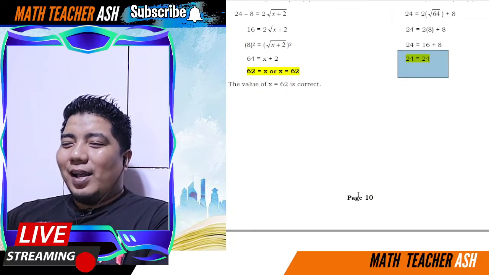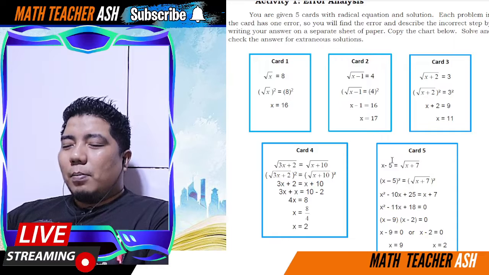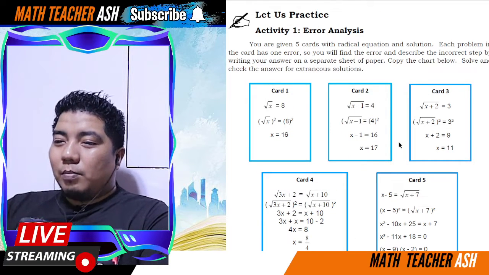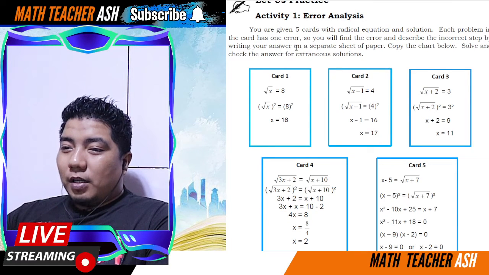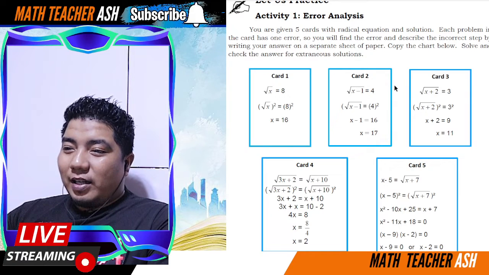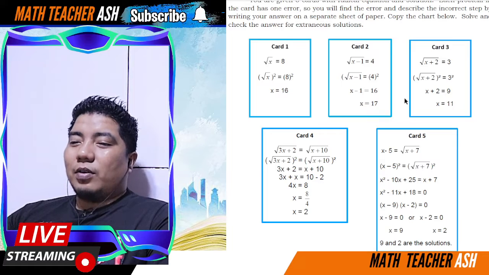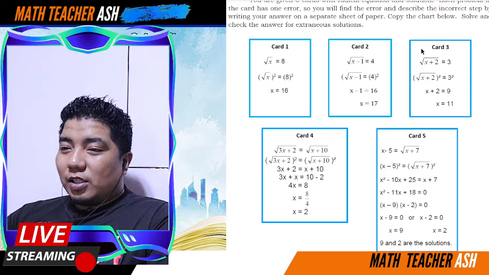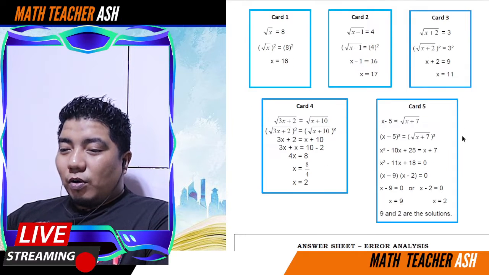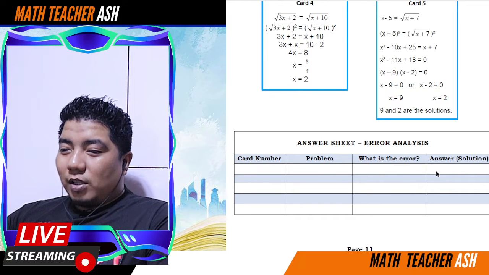Alright. So, now, let us continue. Ayan. This is the time na kayo naman ang sumagot, my dear math learners. So, we have here card number 1, card 2, hanggang card 5. You are given 5 cards with the solution. Each problem in the card has 1 error. So, you will find the error and describe the incorrect step. Okay. Sa card na yan. And solve and check the answer for extraneous solution. Okay. So, card number, problem, what is the error, answer.